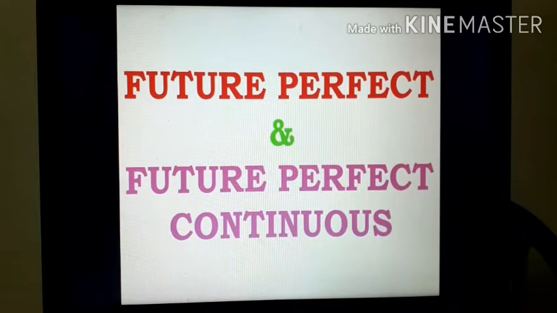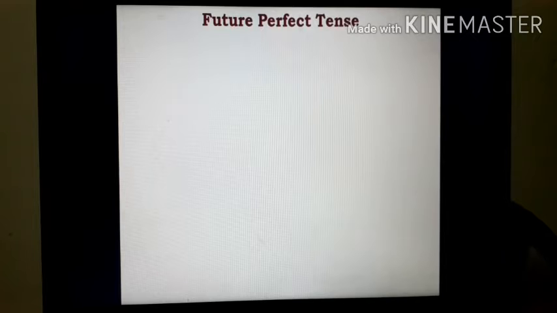Today I am going to teach you future perfect and future perfect continuous tense. So let's get started. Here it goes. Let's start with future perfect tense.